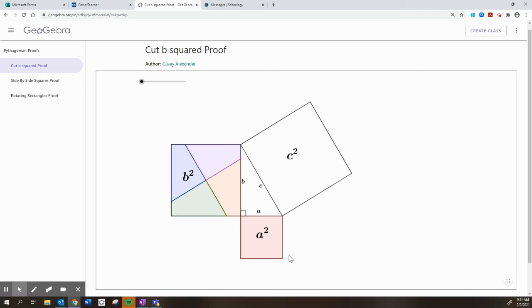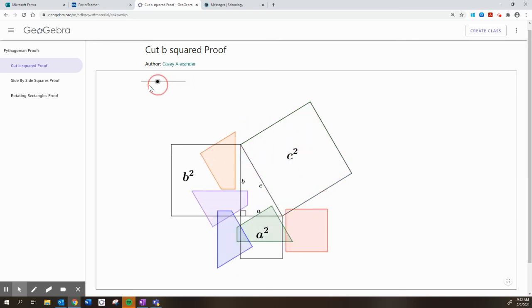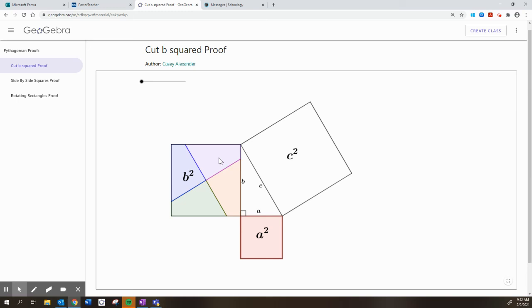Well, if I take A times A, then I have the area of this red square. And if I take B times B, then I have the area of this square that's hanging off of side B. And if I take those two areas and I rearrange them like this, see how they fit directly inside of C squared? So this is evidence that the area of this square plus the area of this square altogether is equal to this area here. A squared plus B squared equals C squared.